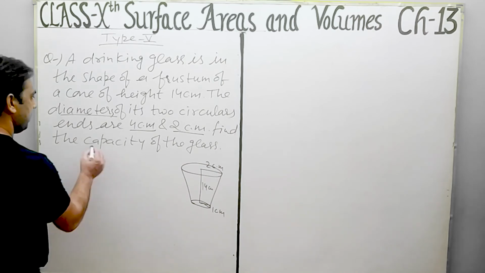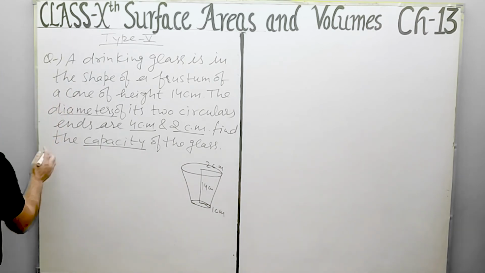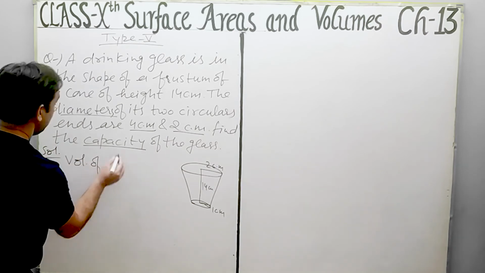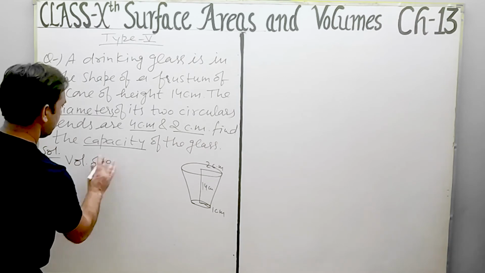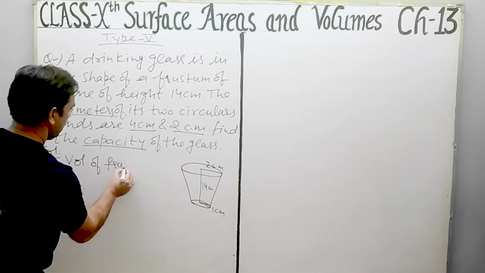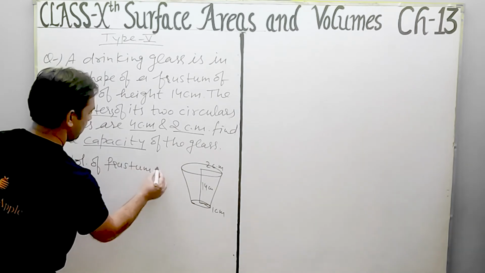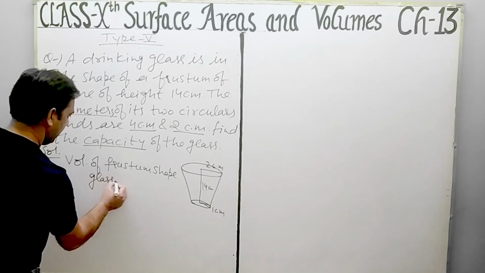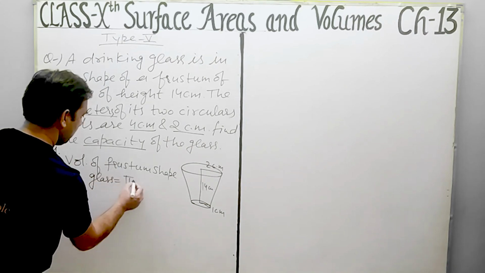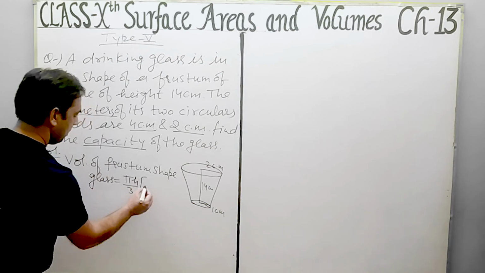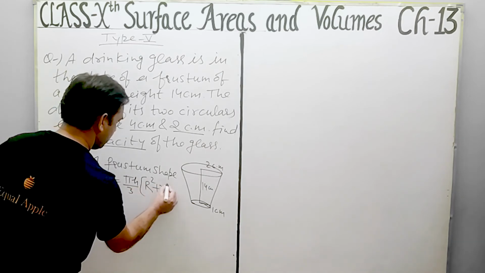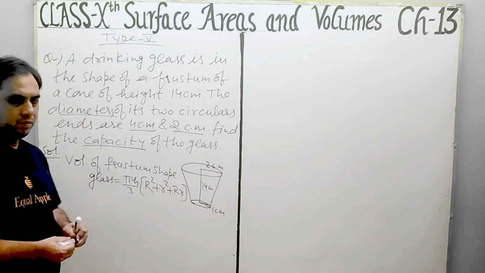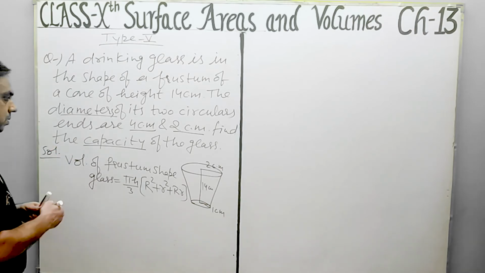So, here we need to find the capacity of the glass. To find the capacity, we should know the formula of the volume. So, here, the volume of the frustum shape glass, we are well aware of the formula, that is pi h by 3 bracket capital R square plus small r square plus capital R into small r. Here capital R is the radius of the bigger end and small r is the radius of the smaller end.